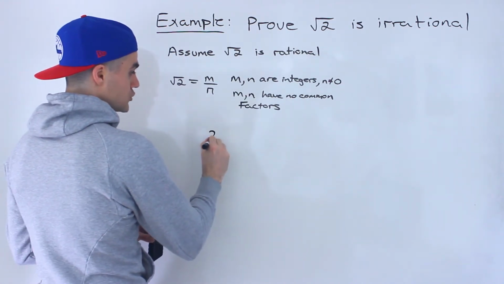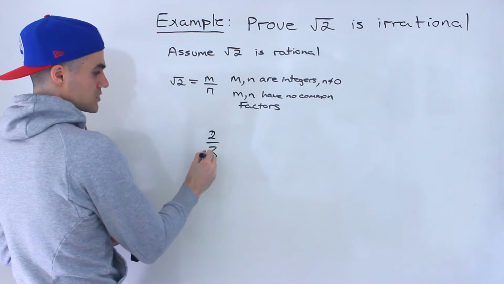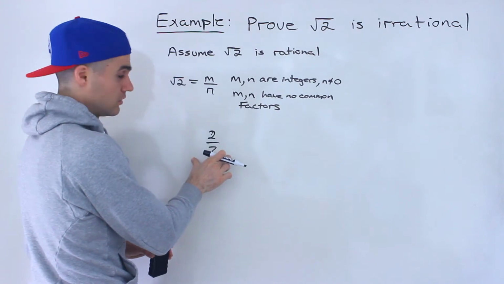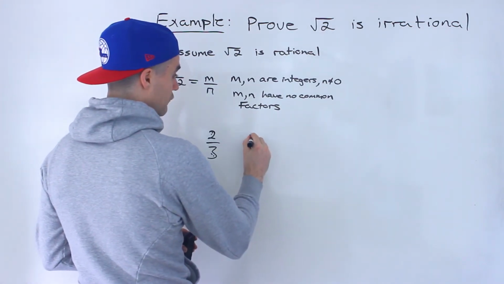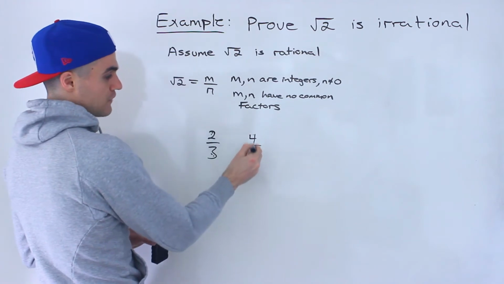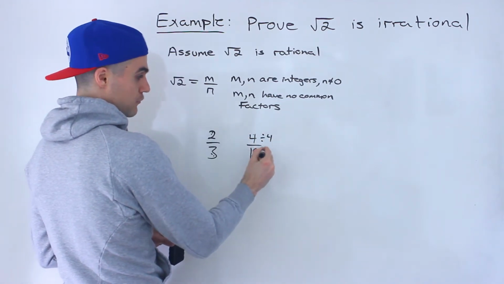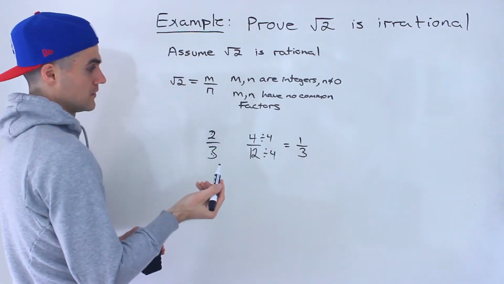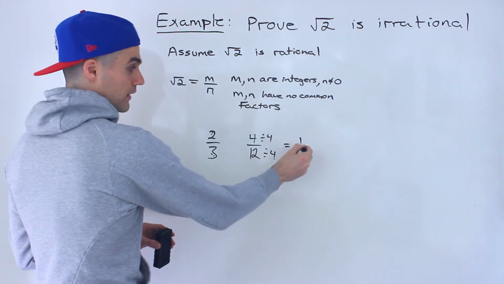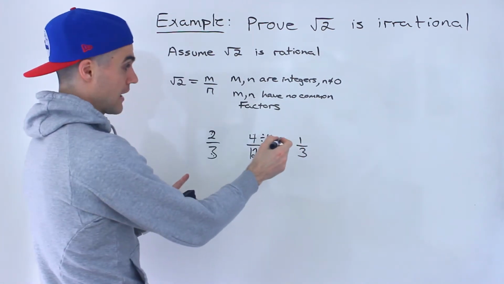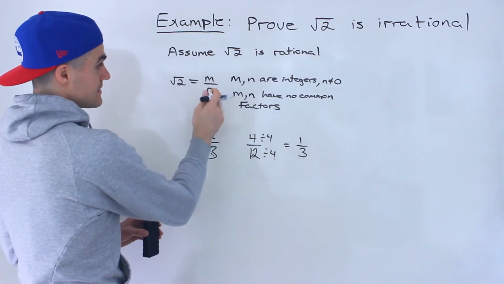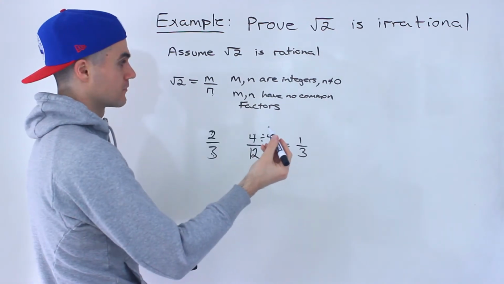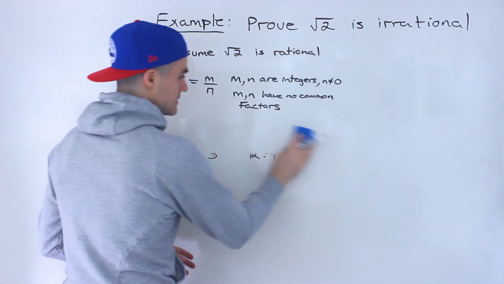For example, if you have 2 over 3, there are no common factors between 2 and 3, so this is in lowest terms. It's irreducible. But if you have something like 4 over 12, a common factor of both is 4. So we could divide this by 4 and this by 4, and we would end up with 1 over 3. And 1 and 3 have no common factors besides 1. Another way to state this is that m and n are coprime, so there are different ways to state this.